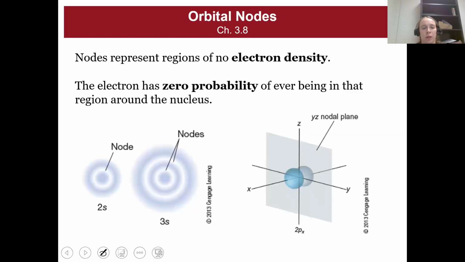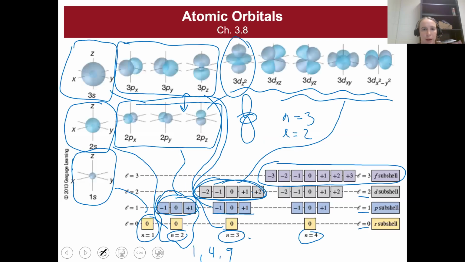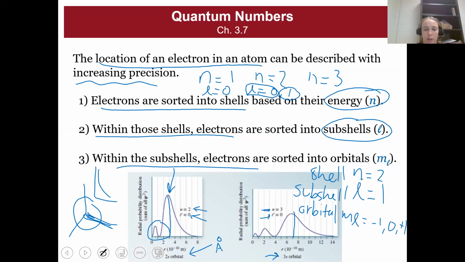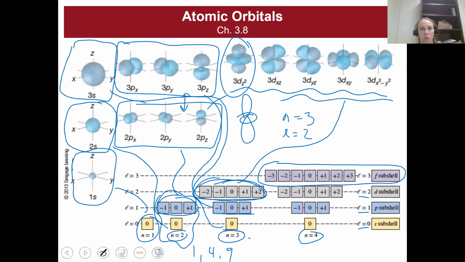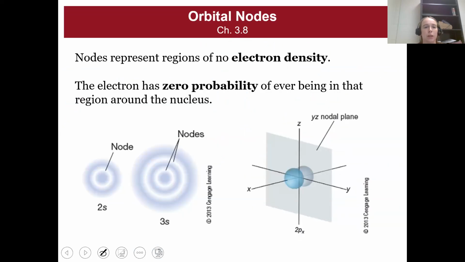All right, so what are nodes? We didn't talk about nodes yet, but let me go back to here. Look at this probability distribution. It goes to 0 in these random places, even though it doesn't increase steadily and then go back down. It has these weird zeros in the middle of the probability distribution. Those are nodes. The electron has a 0 probability of ever being in that region around the nucleus. The nodes represent regions of no electron density, 0 electron density.